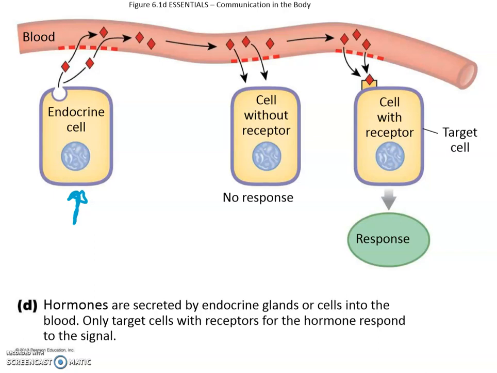If a cell doesn't have a receptor, it's as if the signal doesn't even exist. There's no reception. If the cell has a receptor, then it will pick up that signal, and then there will be a response. So this will lead to a response.